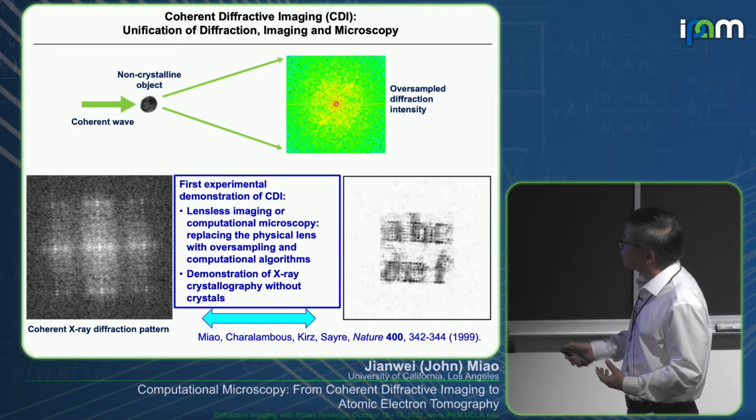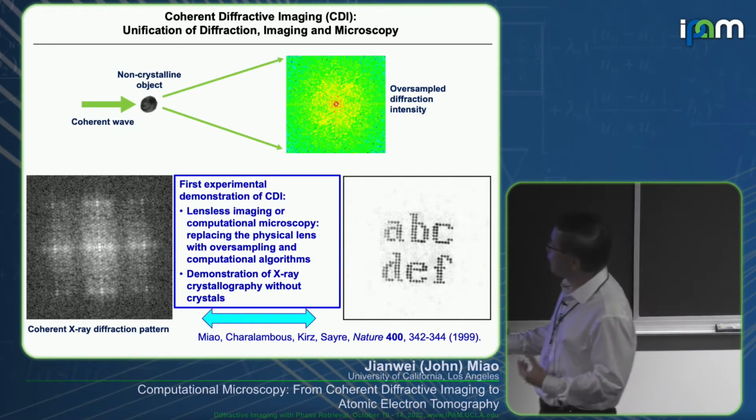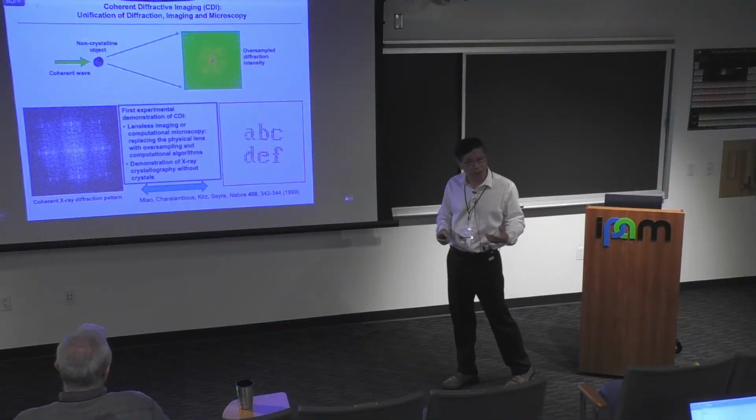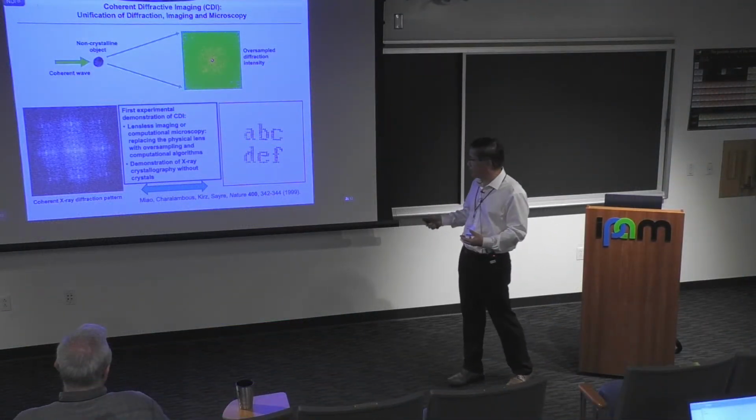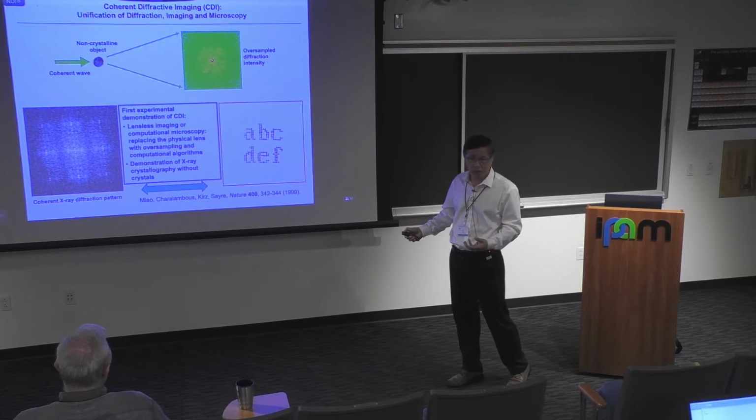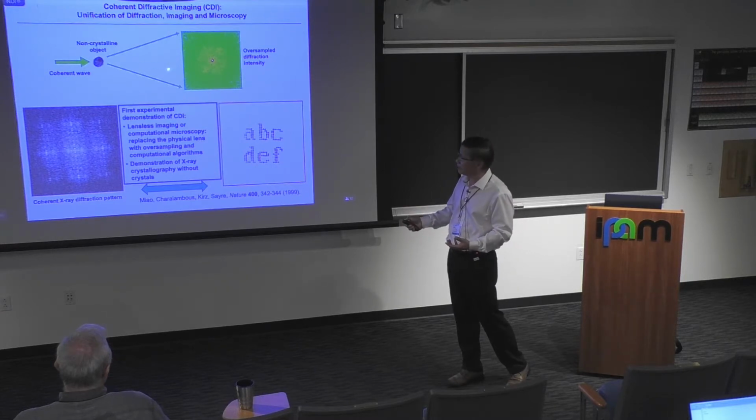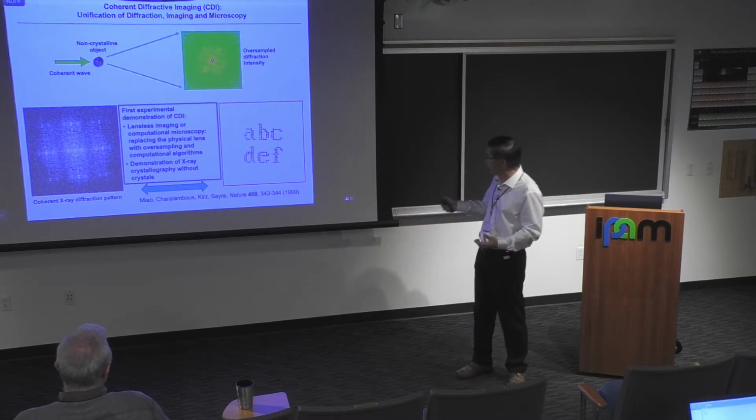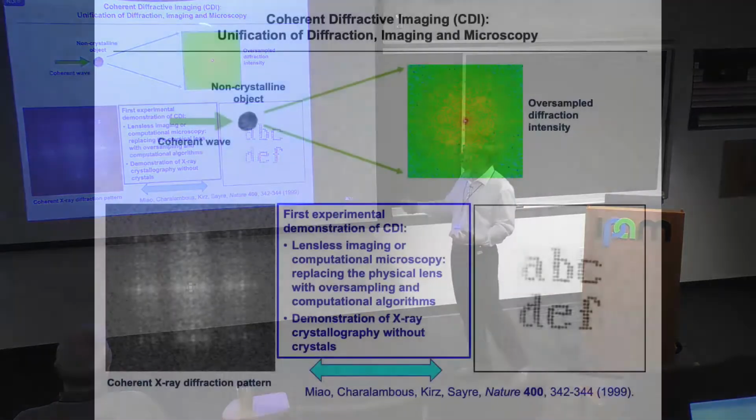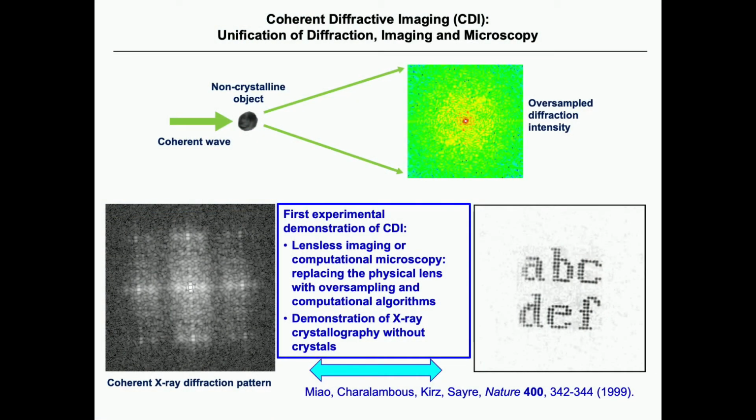So CDI is, I think, a unification of diffraction, imaging, and microscopy. You can think of it as based on Young's double slit experiment, which gets an interference pattern, and then we get the phase. So this is diffraction, and also imaging, and we replace the physical lens with a computational algorithm. So you can think of it as a unification of diffraction, imaging, and microscopy.